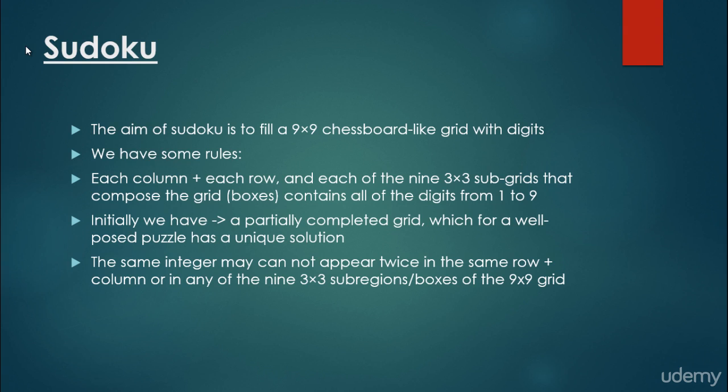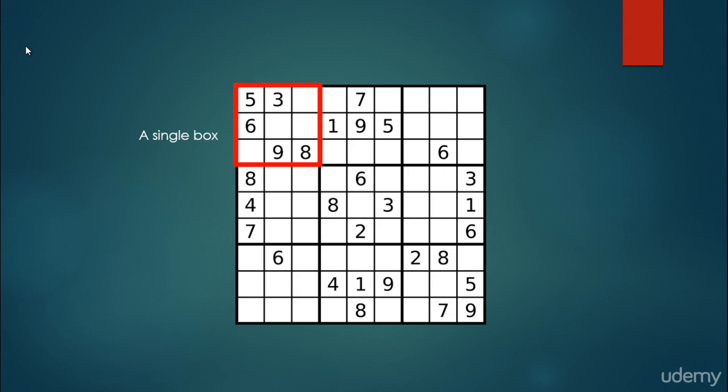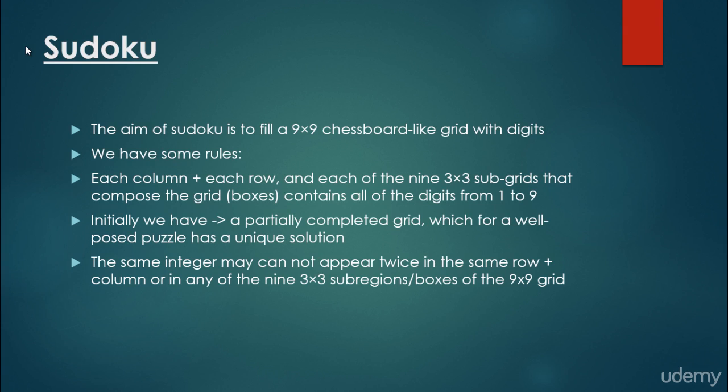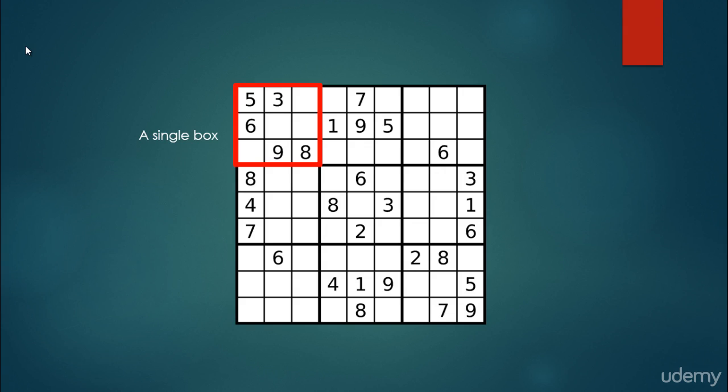What's the aim of the Sudoku? The aim is to fill a 9x9 chessboard-like grid with digits, as we have discussed. So we have to fill it with digits, and these digits are in a range 1 to 9. So we have to fill it with 1 or 2, 3, 4, 5, 6 up to 9, and we are not able to use zeros. It's very important.